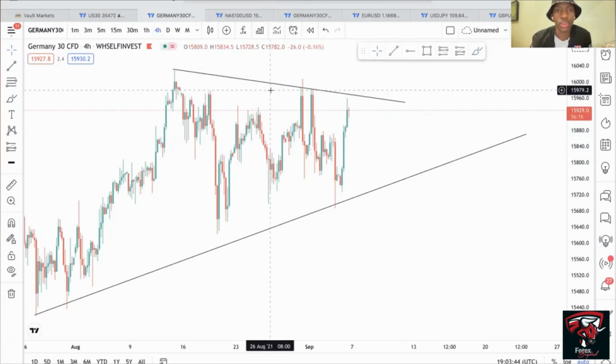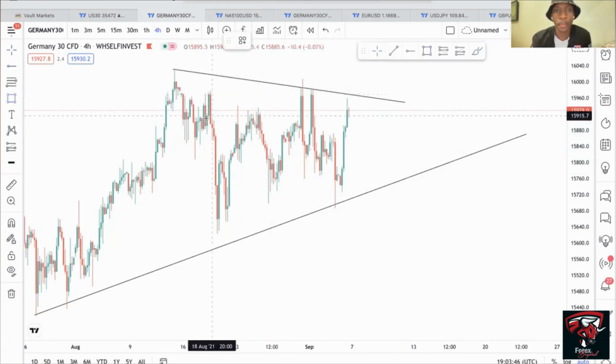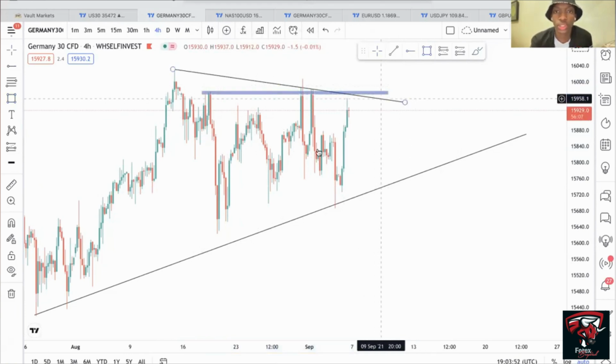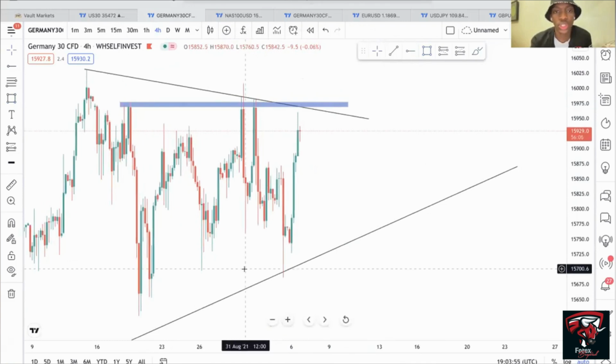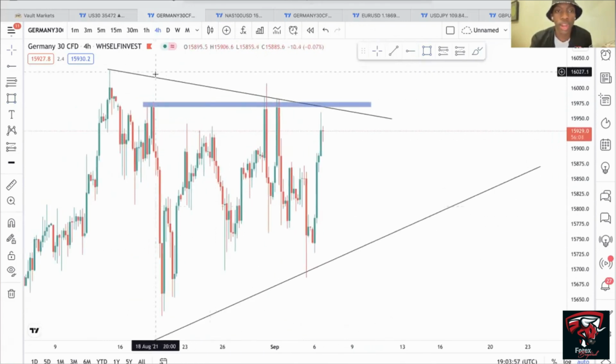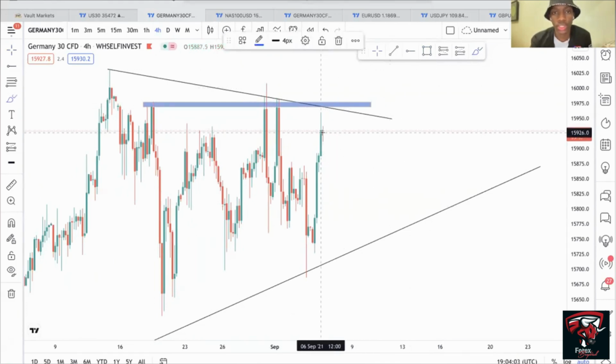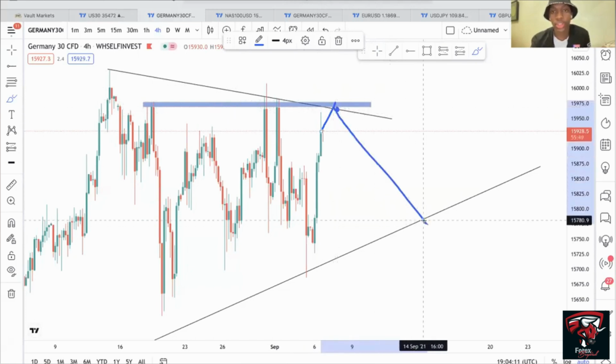Yeah, so we can also draw in a zone, guys. I like to draw in zones. As much as I say we trade trend lines only, I like to draw in zones because the market likes to spike to zones, so you can anticipate it. German 30 could move a bit up, a spike, but I do believe it's going to close below this zone.